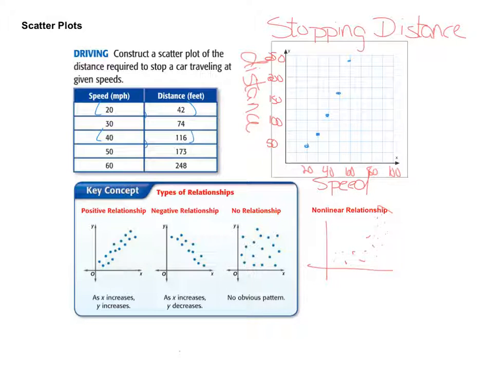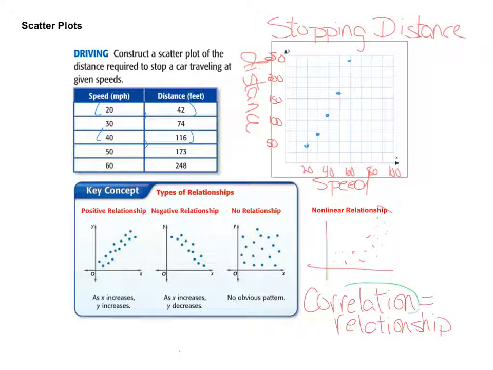Okay? Now, another word I want to give you, they might not ask about the relationship, they might ask about correlation. So if you are asked what is the correlation of the scatter plot, that's the same thing as relationship. Okay, so if you see correlation, that means relationship. Notice correlation has the word relation in it.